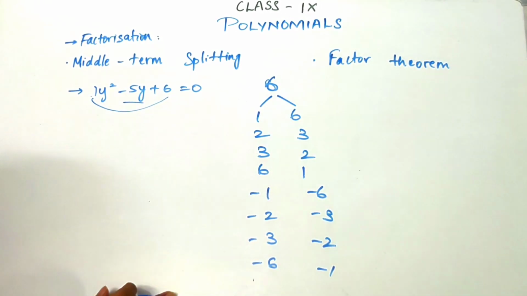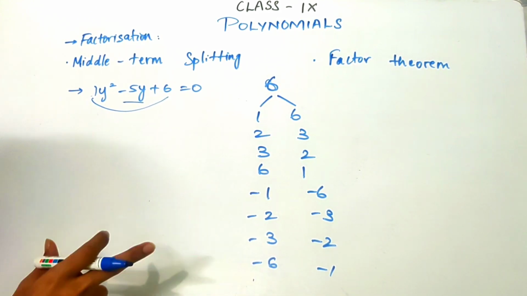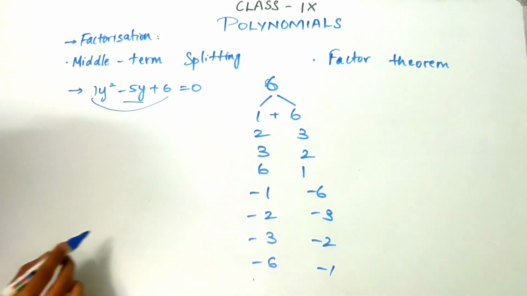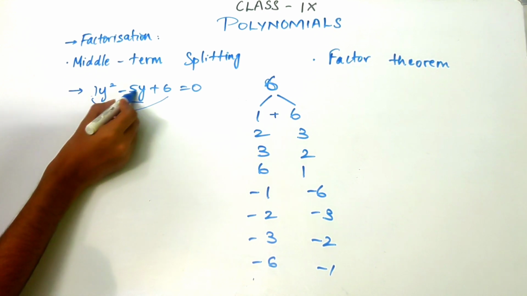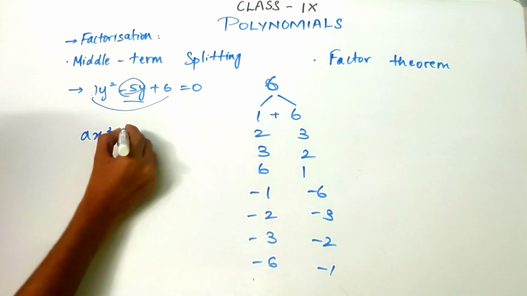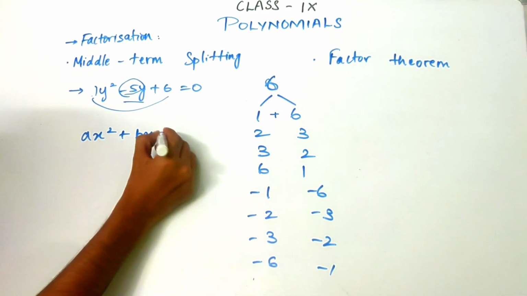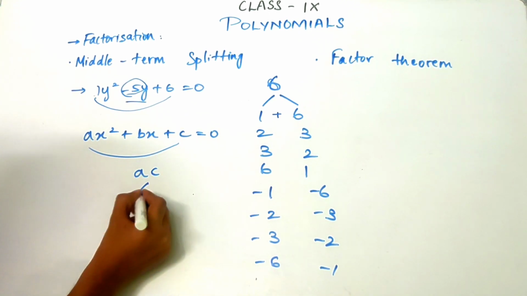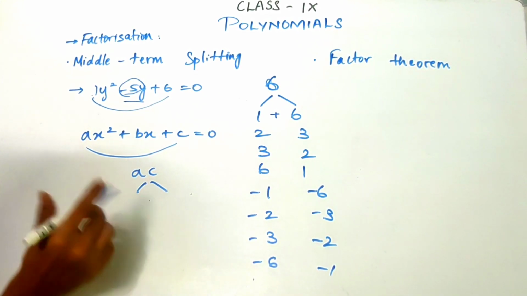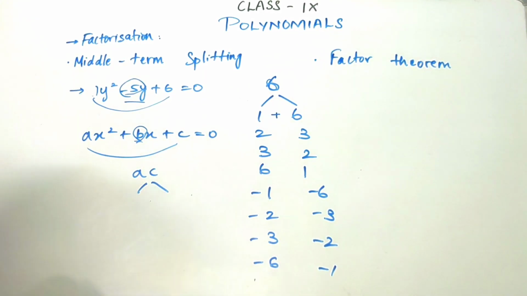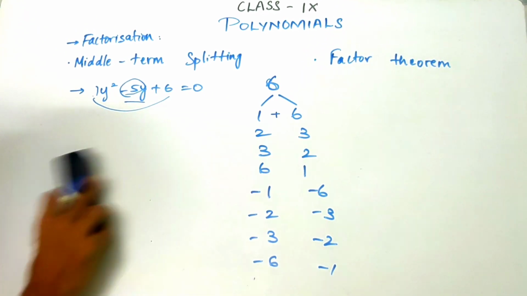Now we have all the factors. What are we going to do with these factors? You have to choose a pair of factors such that when you add them, suppose I choose the first pair 1 and 6, when I add them I have to get the middle term, which is minus 5 in this case. The generalized form, as I already told, was ax square plus bx plus c equal to 0. When you list out all the factors of ac, you have to choose the pair of factors whose sum gives b, the middle term. In this case the middle term is minus 5.